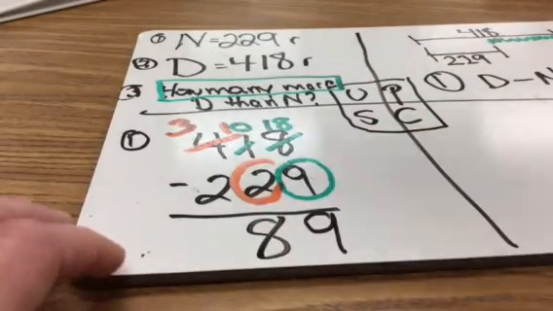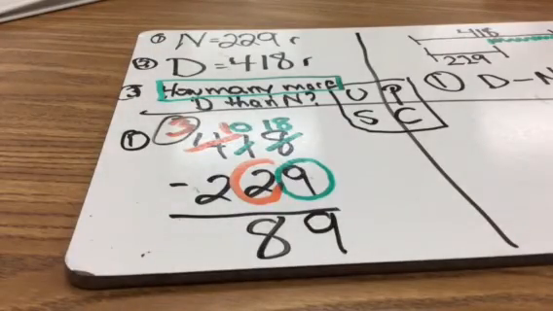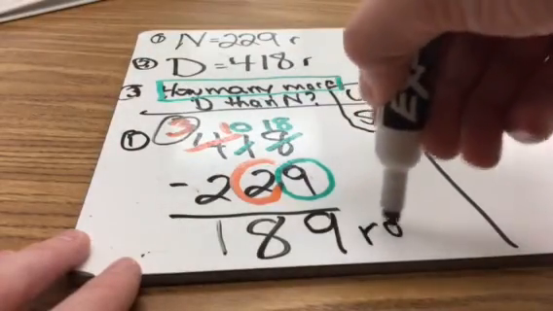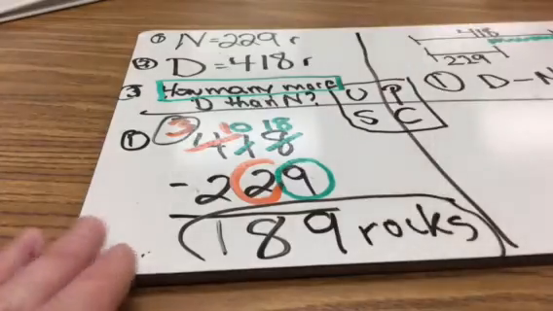And I'm going to circle where my bigger number is. More on top, no need to stop. 3 minus 2 is 1. 189 rocks. And I'm going to circle that because that's my answer.